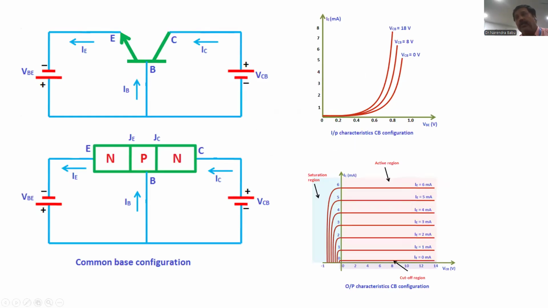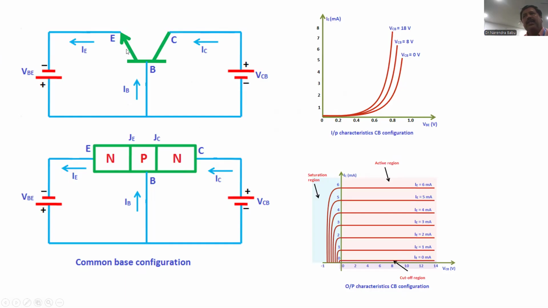So this is a simple circuit of common base configuration for an NPN transistor. Just look at the NPN transistor, where common base means the base is common between input and output. See here, the base is common between input and output. So input is always forward biased and output is always reverse biased when you are operating the transistor in the active region, right? Only when you operate the transistor in the active region will you get good amplification.